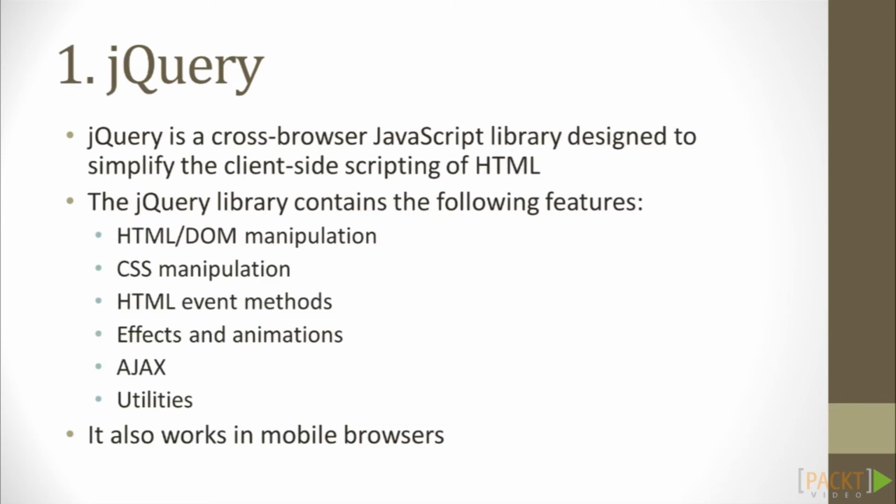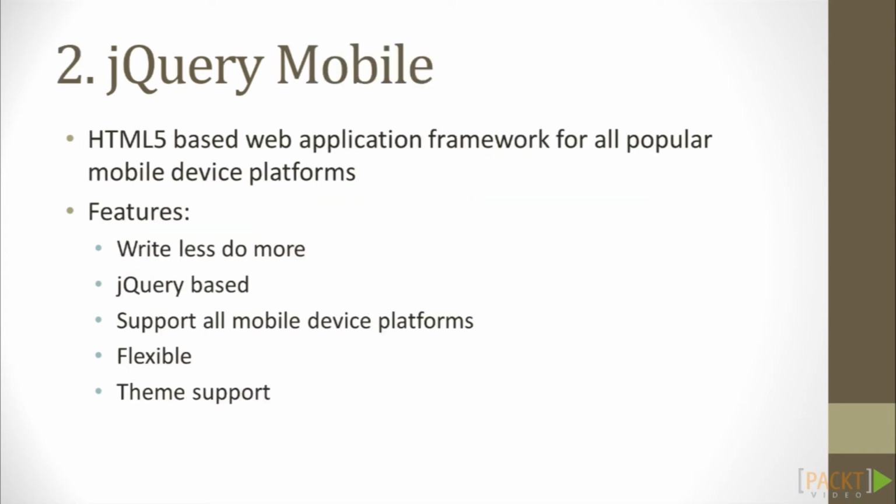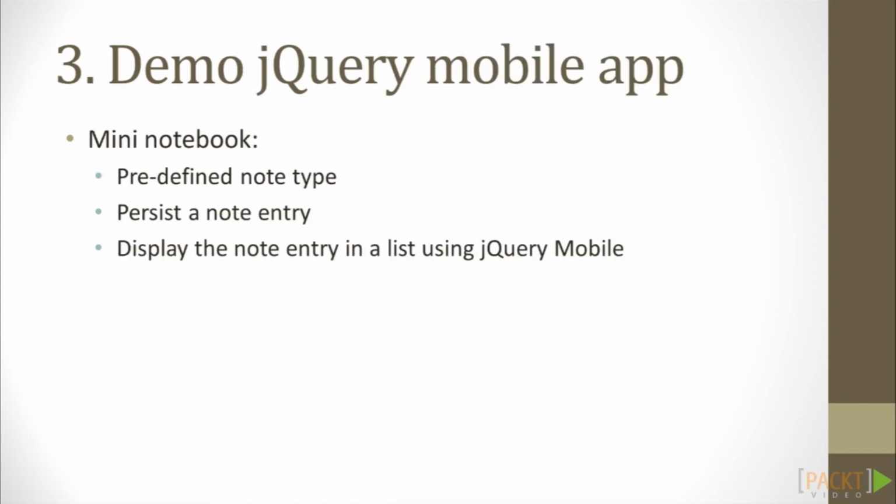jQuery Mobile is based on the jQuery framework, which is a cross-browser JavaScript library designed to simplify the client-side scripting of HTML. jQuery contains a series of features like DOM and CSS manipulation, HTML event methods, AJAX, animations, and utilities. The jQuery Mobile application is HTML5 based. jQuery Mobile supports more mobile device platforms compared to the Sencha Touch framework.